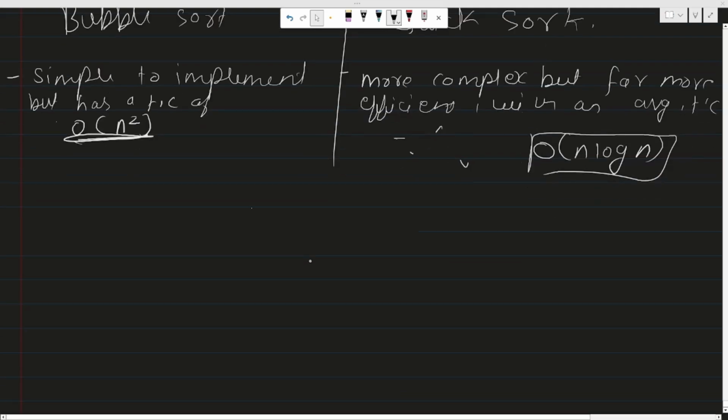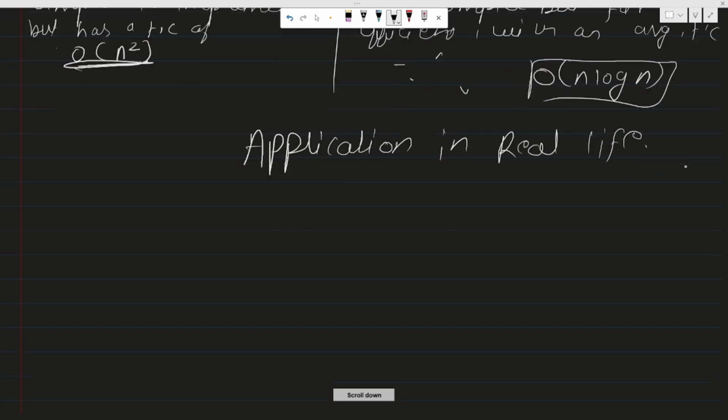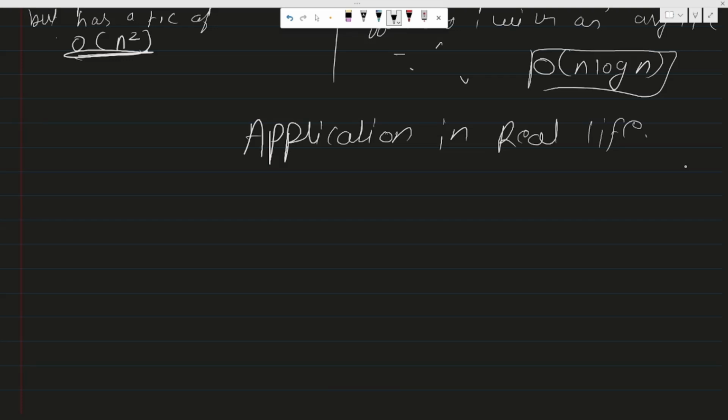Now the last one is applications in real life. Let's discuss where these algorithms are used in the real world. We have covered bubble sort, quick sort, and searching as well, linear search and binary search. So what are the real world examples? The first application is an e-commerce platform: searching for products and sorting them by price.